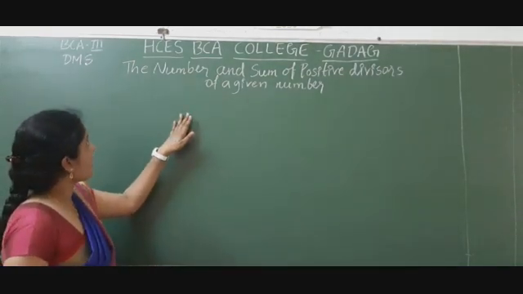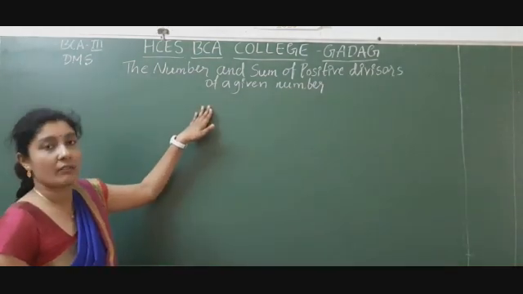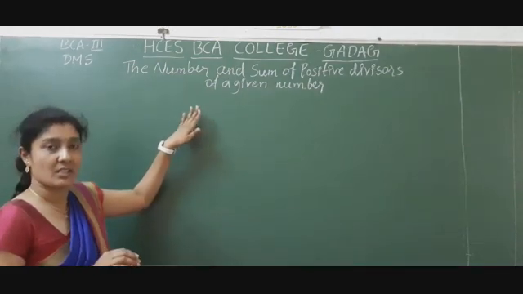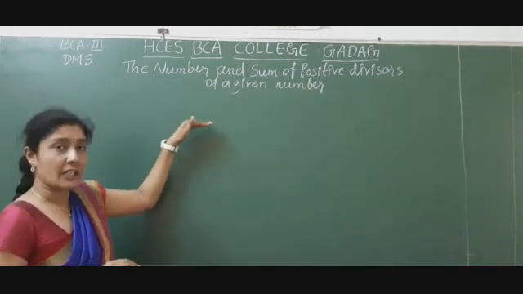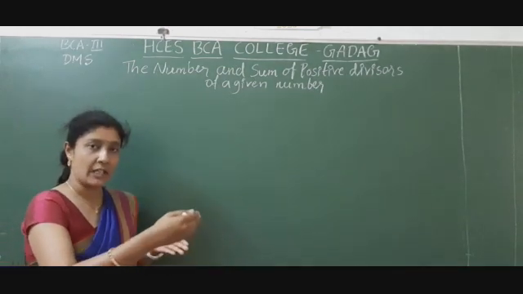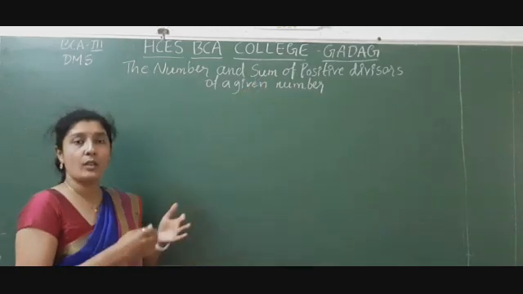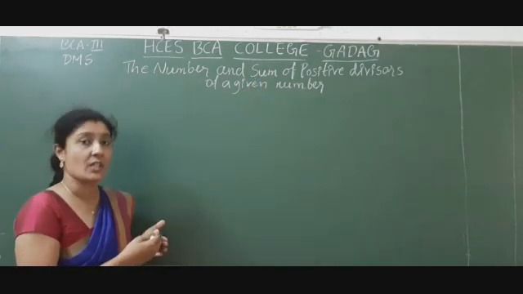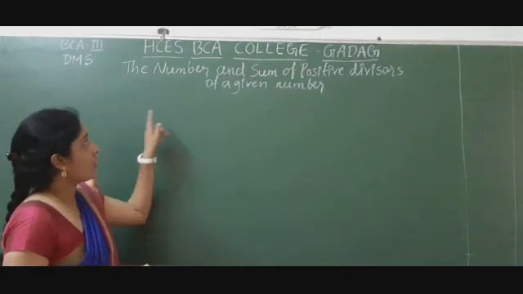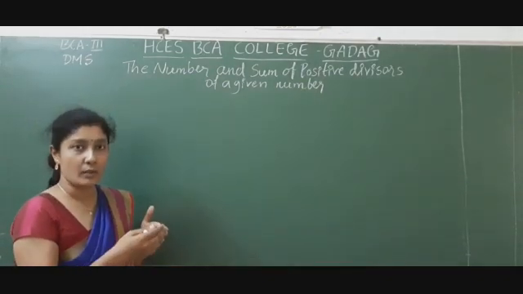So today's concept is the number and sum of positive divisors of a given number. What does it mean? It means one number will be given, which is nothing but an integer. For that integer, you have to find out how many divisors there are, and next you have to calculate the sum of all those positive divisors, which are nothing but integers. Okay. Now, before going to solve the problem, we will study the formulas used for that.